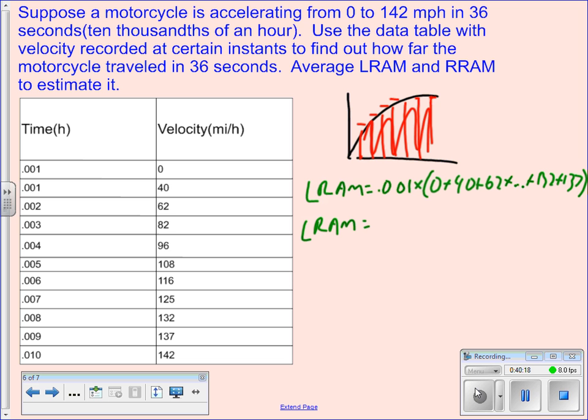LRAM gives us what? I get what? 0.898? 0.898.